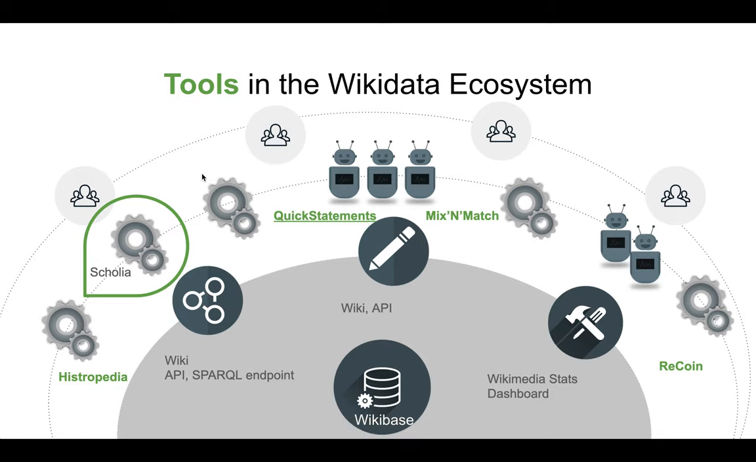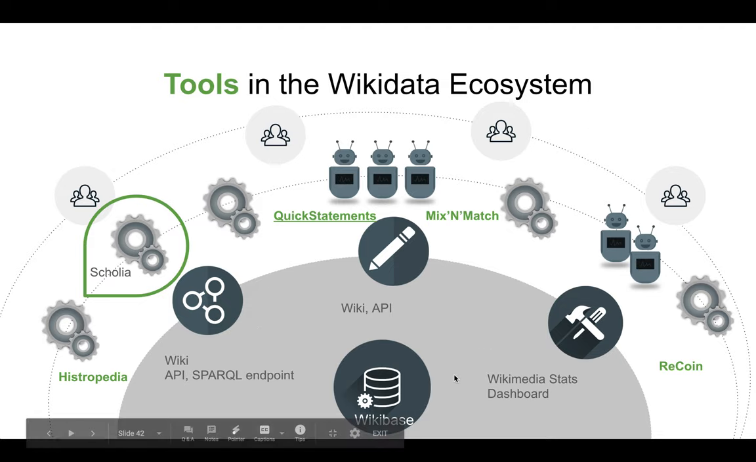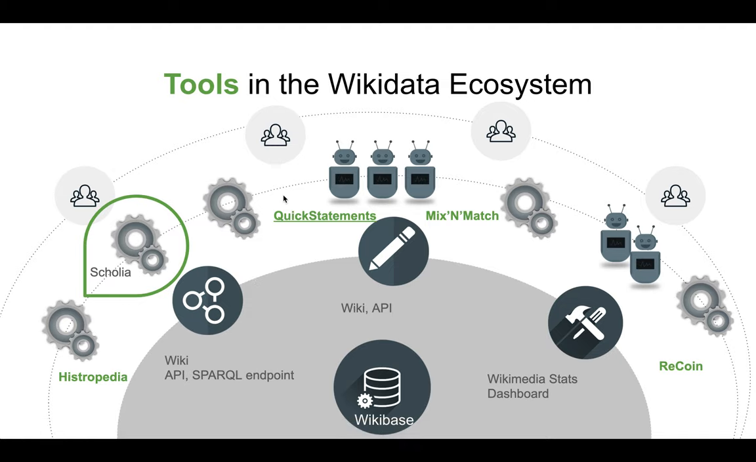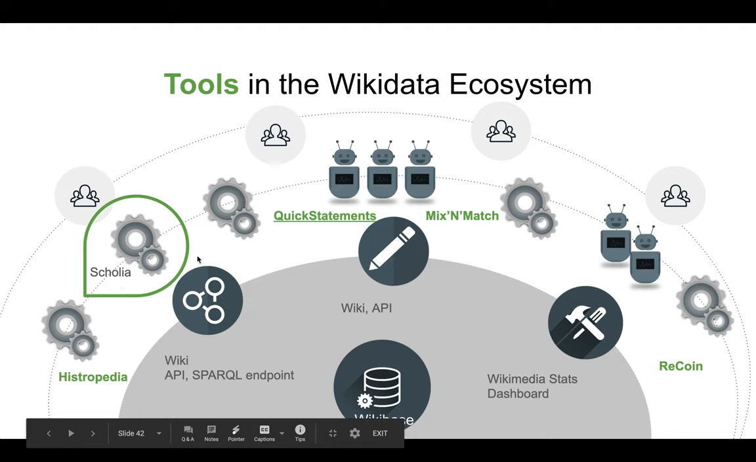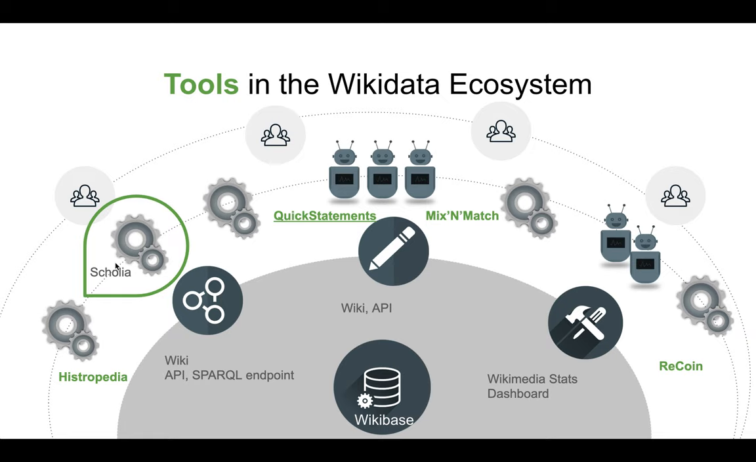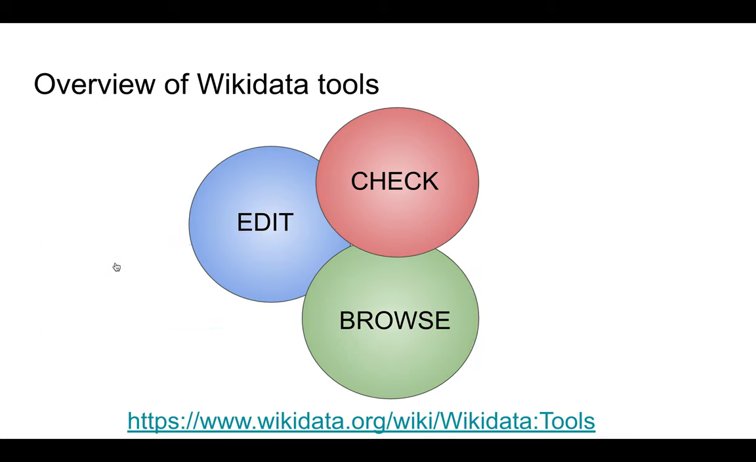The interaction between the users in the Wikidata ecosystem and the content is mediated via a range of tools. Those tools are either meant to be used autonomously by programs or by humans, or in some combination. And this slide was also in Christina's presentation, but what I've highlighted here are some of the tools in green, and the one that we will take a special look at is Scolia, which provides scholarly profiles.